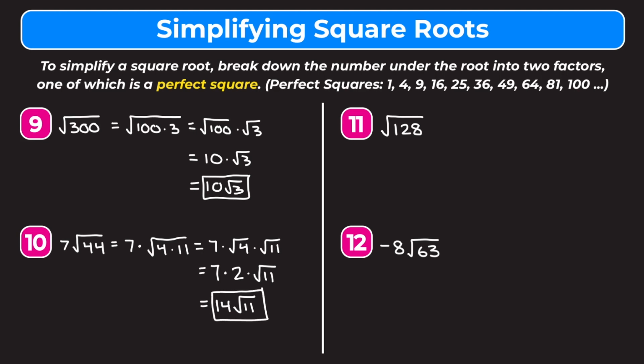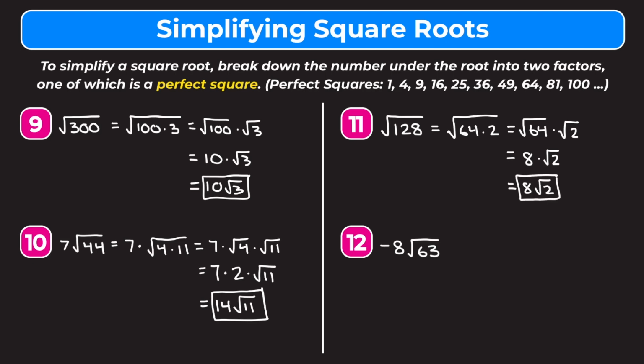Moving on to example 11, we have the square root of 128. So if we think about some factor pairs of 128 where one of them is a perfect square, the biggest one is going to be 64 times 2 because 64 is a perfect square. We're going to change this to the square root of 64 times the square root of 2. And the square root of 64 is 8. So we get 8 times the square root of 2, which is just 8 root 2.